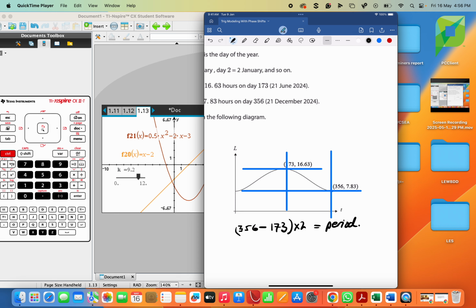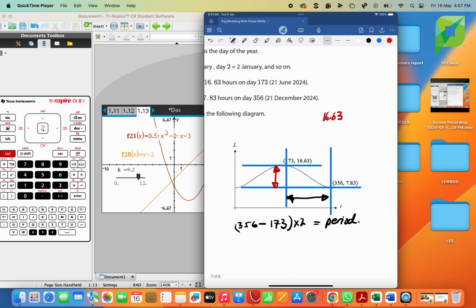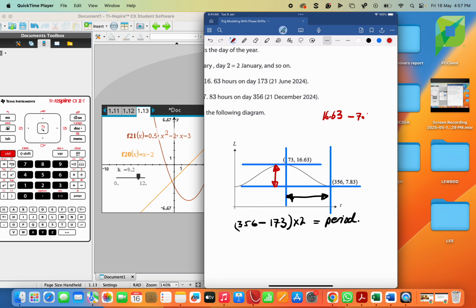Okay, that's good. And now look at the heights. So that was for this piece here, right? That's half a wave, so times 2 would be the wavelength or the period. Now let's have a look at max to min, which is this guy here, right? So that's 16.63. And if we subtract the 7.83 and divide by 2, that'll give us the amplitude.